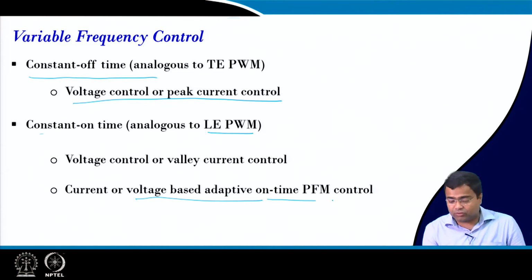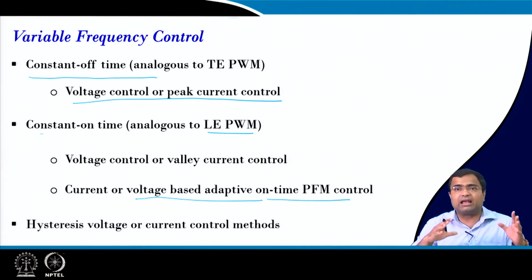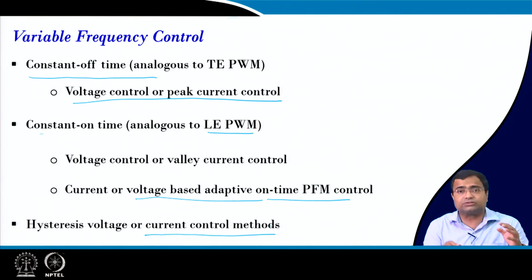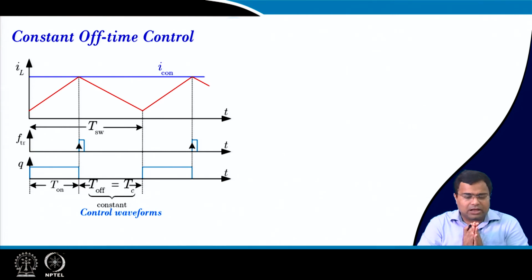Okay, and there can be constant on time pulse frequency modulation, particularly when you consider discontinuous conduction mode. Then we can have hysteresis control, either voltage based or current based, and the current based hysteresis controls are often used. Now, if you go to constant off time, how does it work?